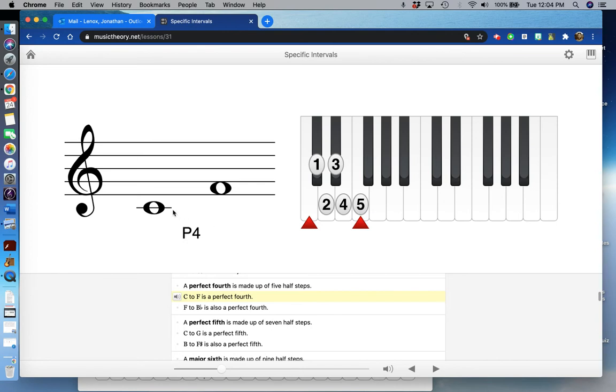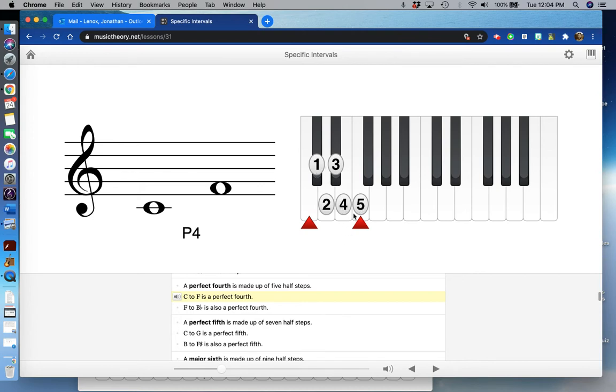Also, we need to keep in mind, we've been counting the half steps, but don't forget that to get the 4, you do count the first one: C, D, E, and F. So 1, 2, 3, and 4. So it's 4 in the generic sense. But then when we add our half steps, that's how we get 5.